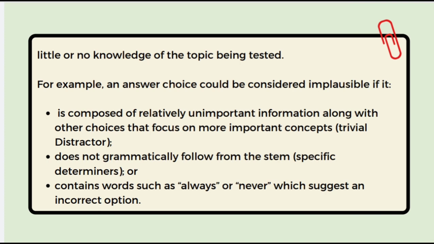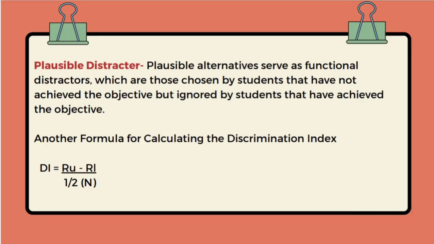an incorrect option. Plausible distractors, on the other hand, or plausible alternatives, serve as functional distractors, which are those chosen by students that have not achieved the objective but ignored by students that have achieved the objective.